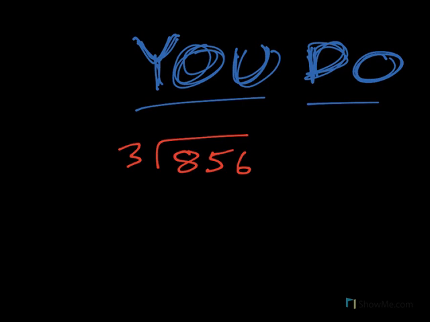Right? So the first thing we're going to do is look at the divisor. That's what we're going to skip count by. So we're going to do 3, 6, 9, 12, 15. Let's just do it up to 15. Okay?